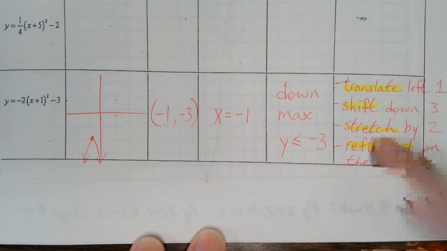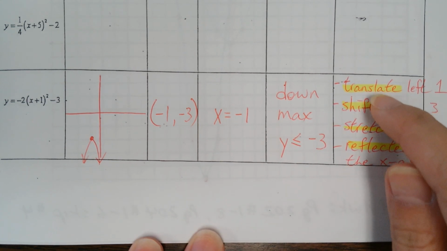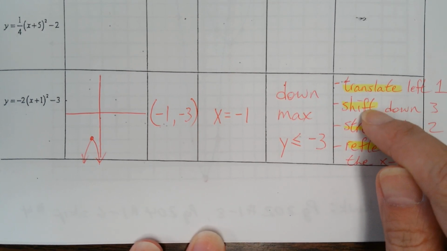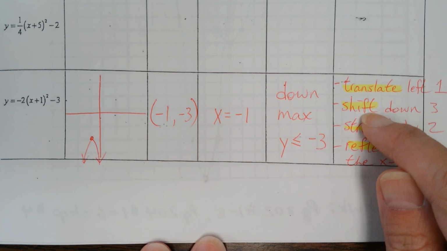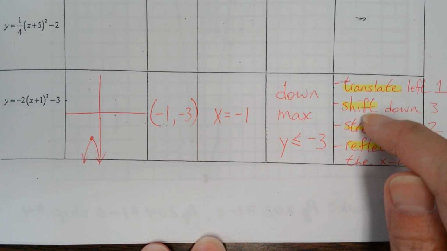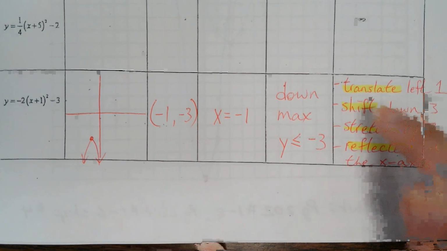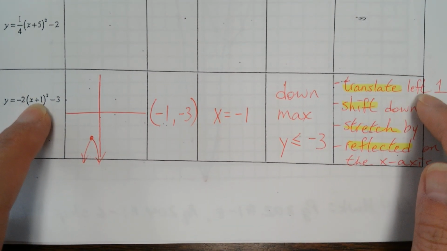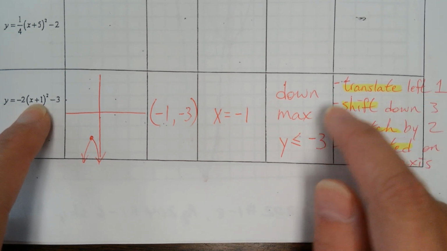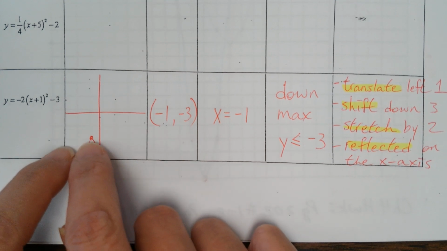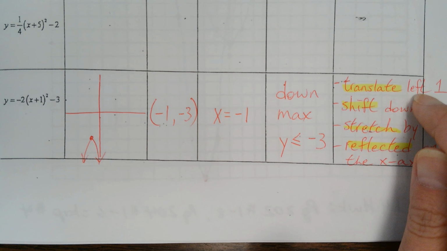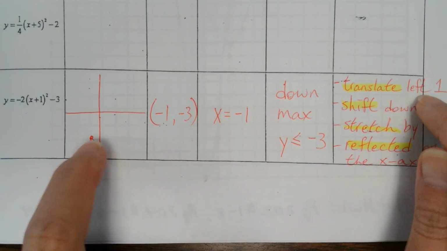Translations. Make sure you use these words. Translate and shift mean the same thing. I don't want you to use the word move. Okay, it's in grade 11 and 12. You would use translate or shift for left, right, up, down. So this one, left one. And another thing, notice your vertex is on the left side. That tells you, hint, hint, probably you're moving your graph left. Okay, so it should match up.